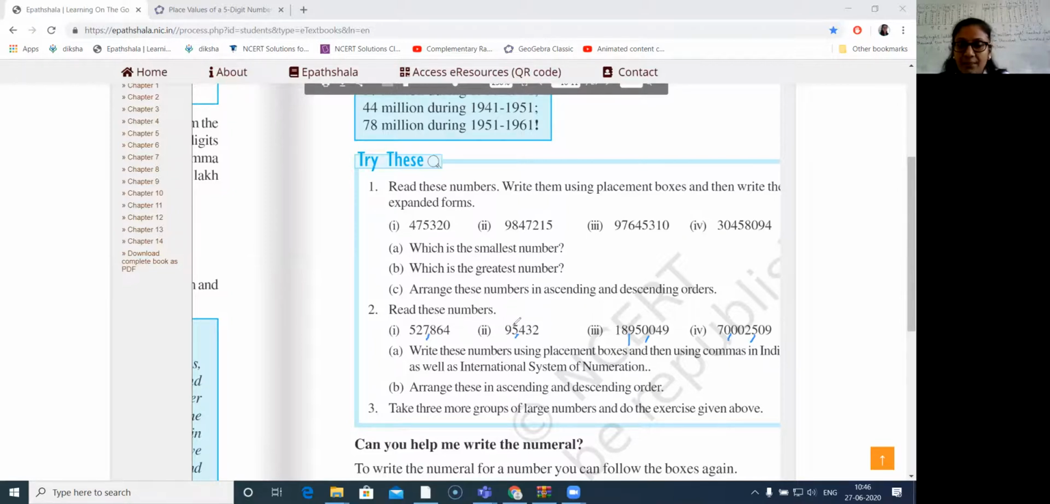527,864. Coming to the second number, you have only 9 and 5. That is in the 10,000s, sorry, the 100,000 place, there's nothing. So you have 9 in the 10,000, 5 in the 1,000. So 95,432. Next, you have 1 and 8 in the million and 10 million place.